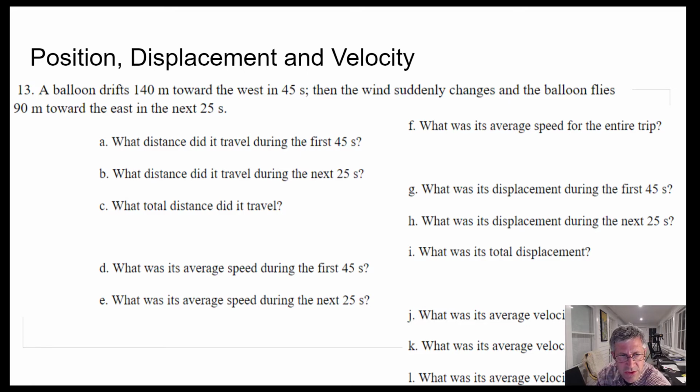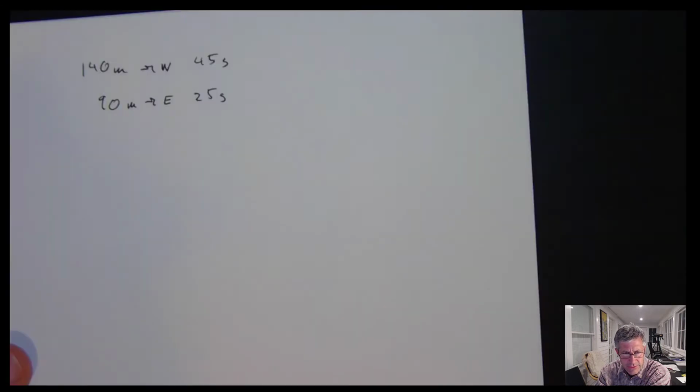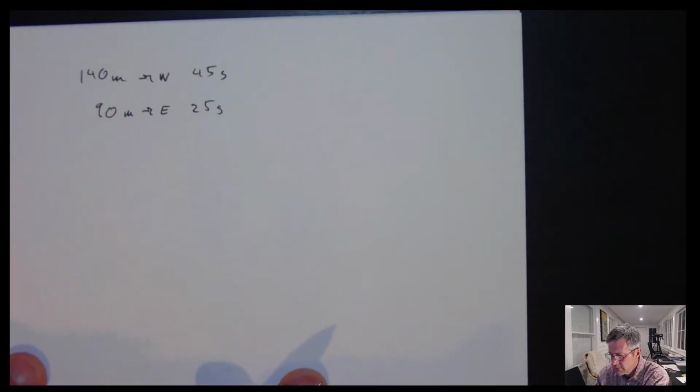Okay, what distance did it travel? What distance did it travel in each of those things? And what's the total distance traveled? Okay, let's tackle those three first. So, where'd you guys go here? There we go. So, I'm going to be careful, right?